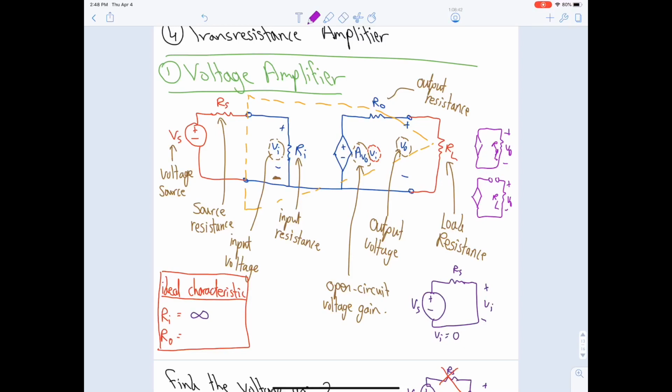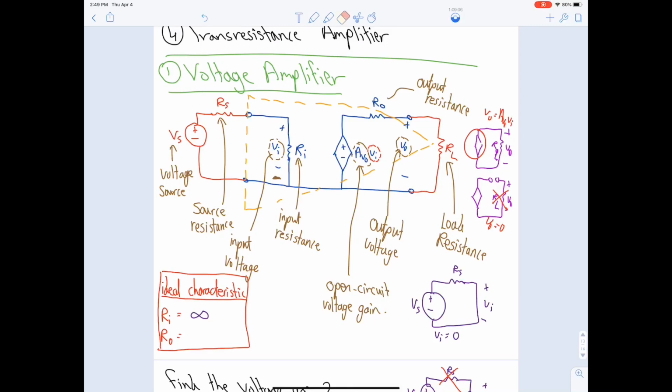So what's V output in this case? V output in this case is equal to this source, right? Because they are in parallel. Whereas here there's no current, so RL is useless and V output will become 0. Okay? Here V output is equal to AVO VI.